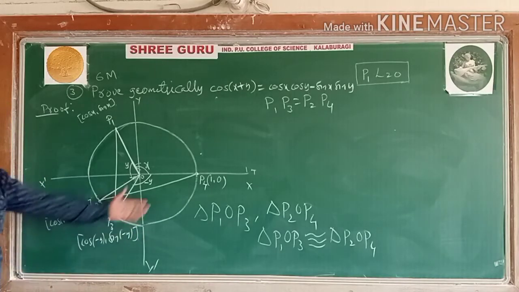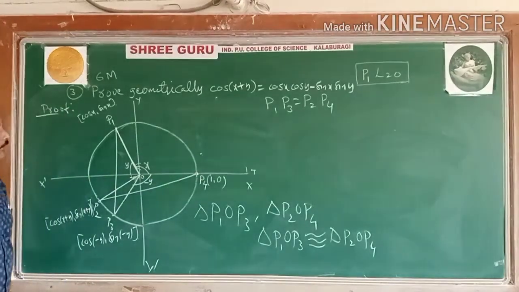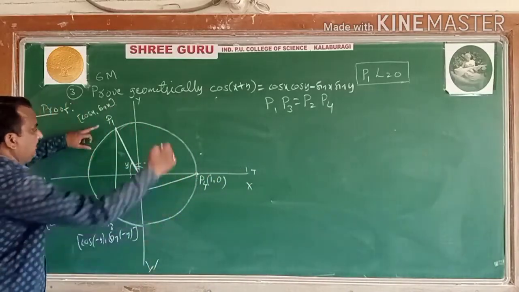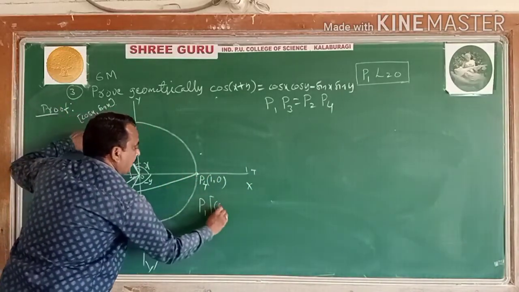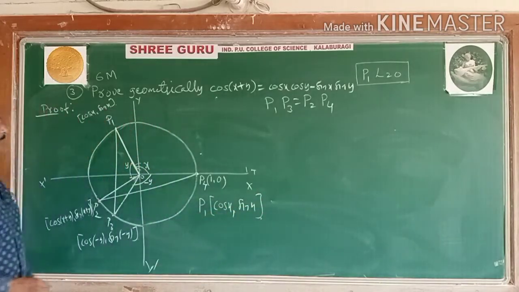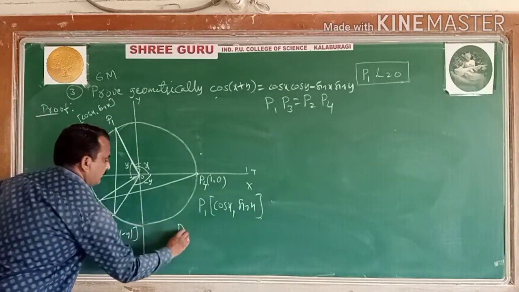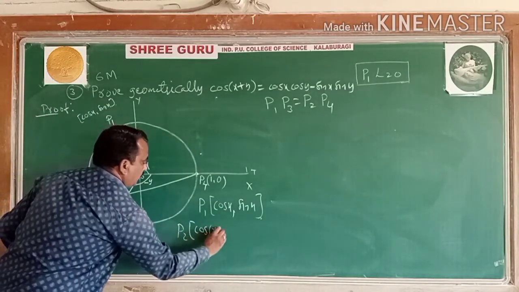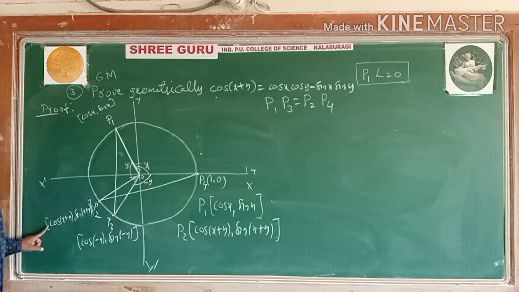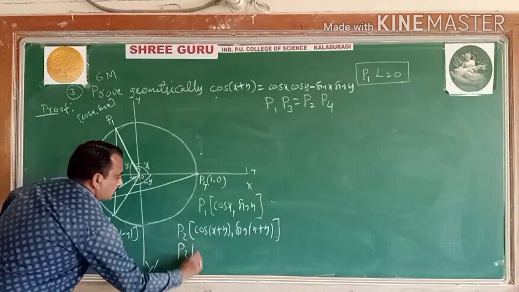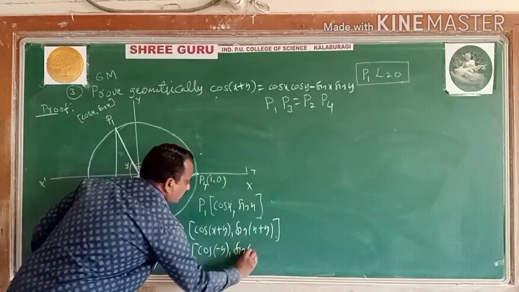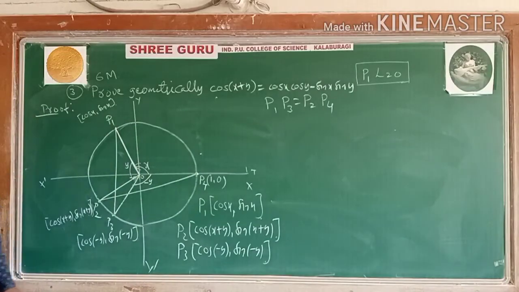P1, P2, P3, P4, these are the points here. See the students, I will once again write those points. What have we taken? P1 is cos x comma sin x, on a unit circle. P2 is the point cos of x plus y comma sin of x plus y. P3 is the point cos of minus y comma sin of minus y; the anti-clockwise direction is taken. These are the four points here.